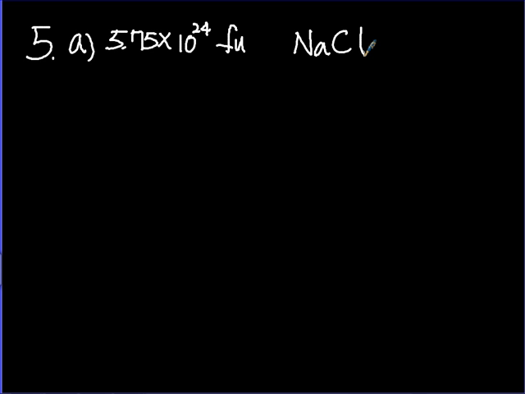Okay, so number 5A. Number 5A tells me that I have 5.75 times 10 to the 24 formula units of NaCl. And it wants to know the number of grams. Sorry, I wrote the wrong thing. Number of grams. Good. Now, Richard, if I'm going from formula units to grams, can I go straight there?